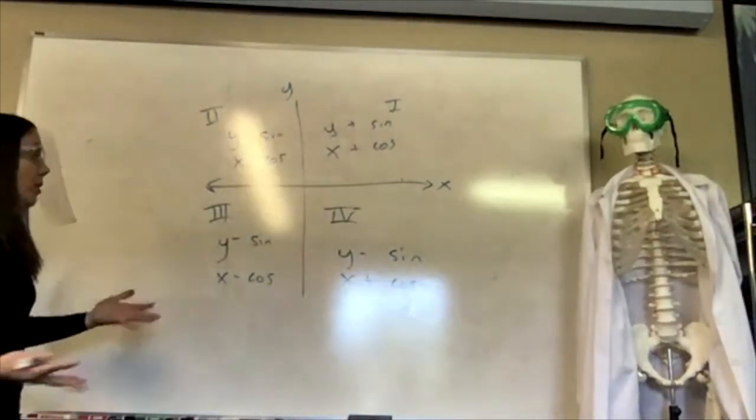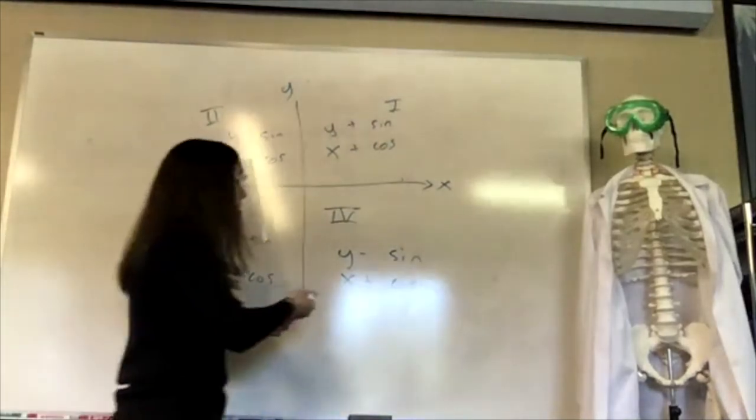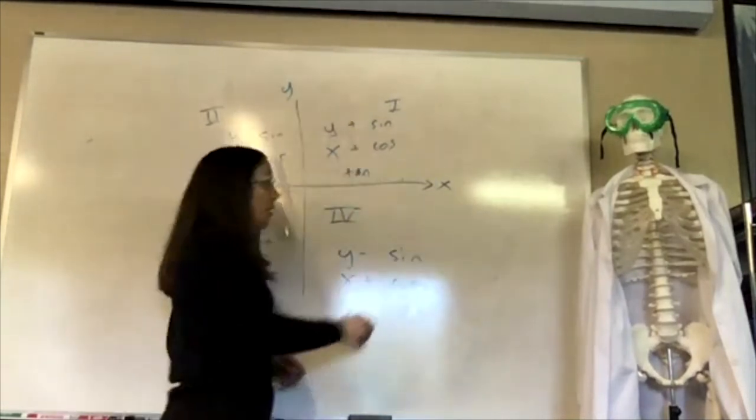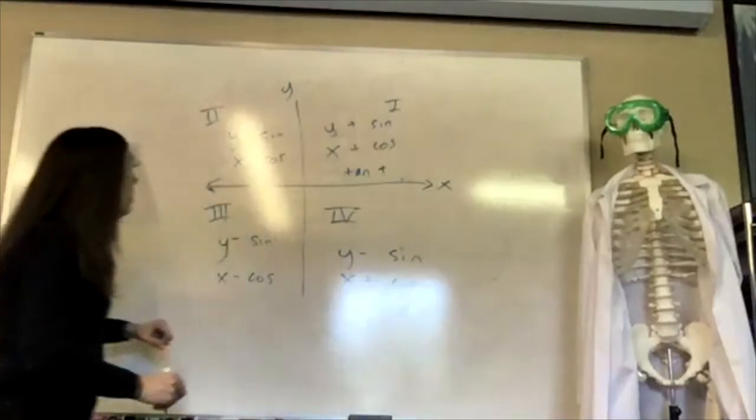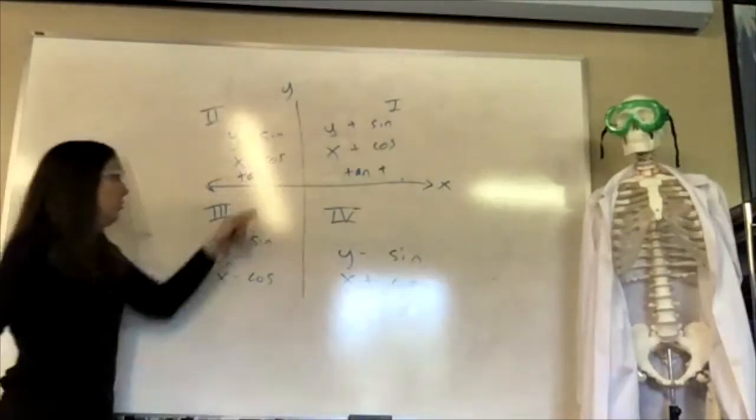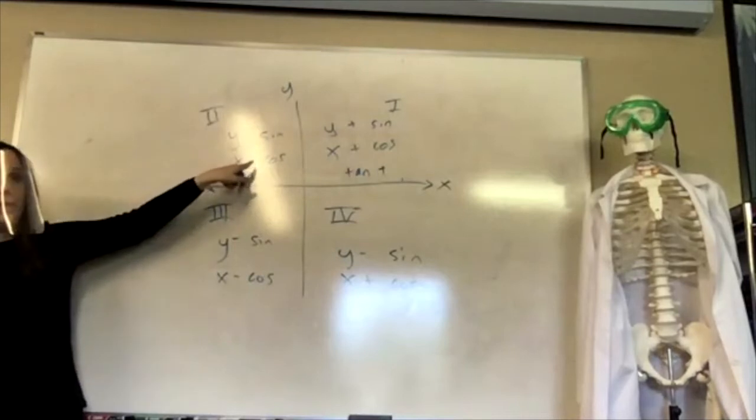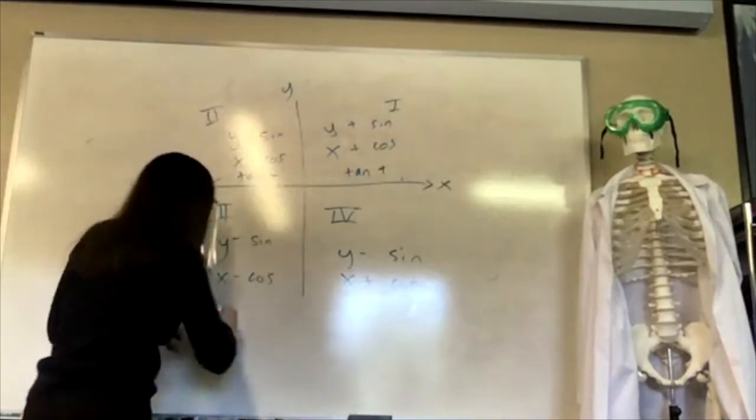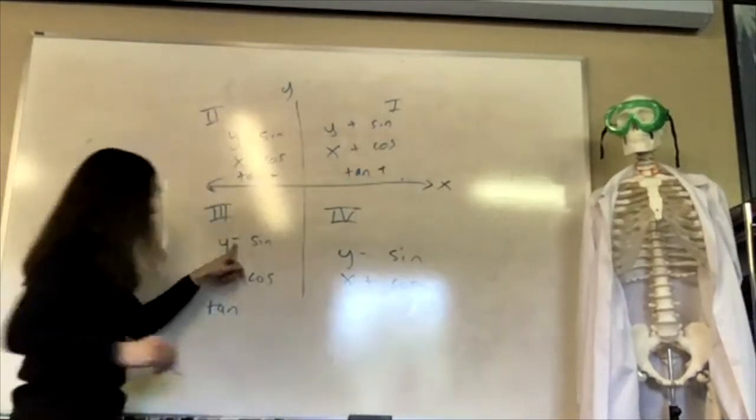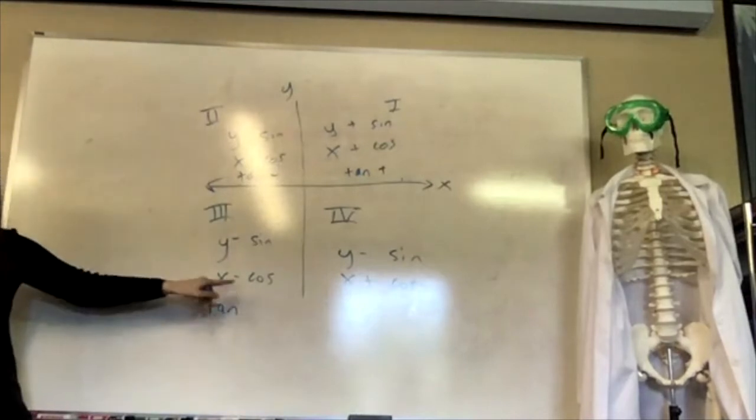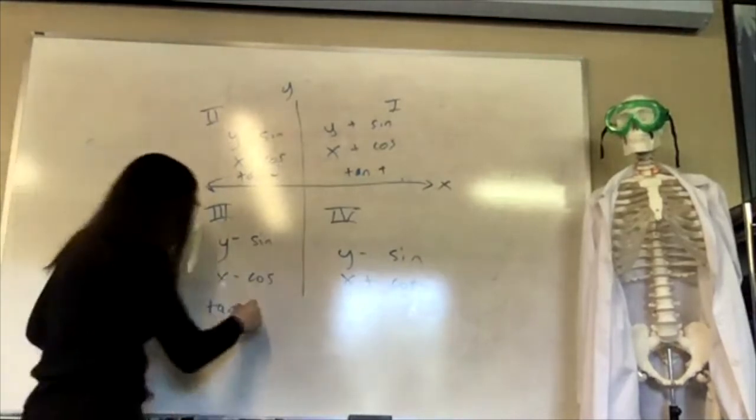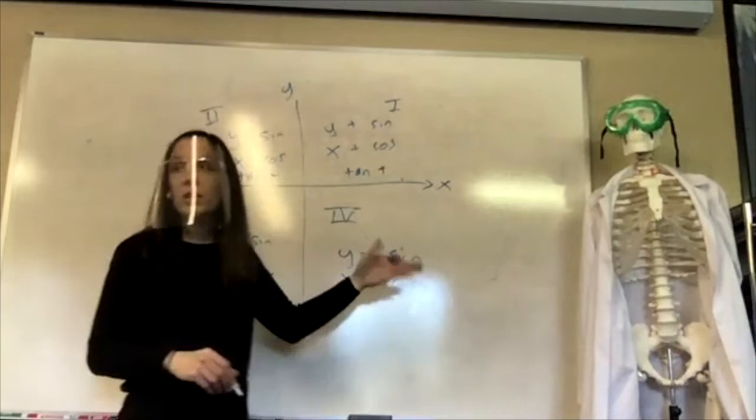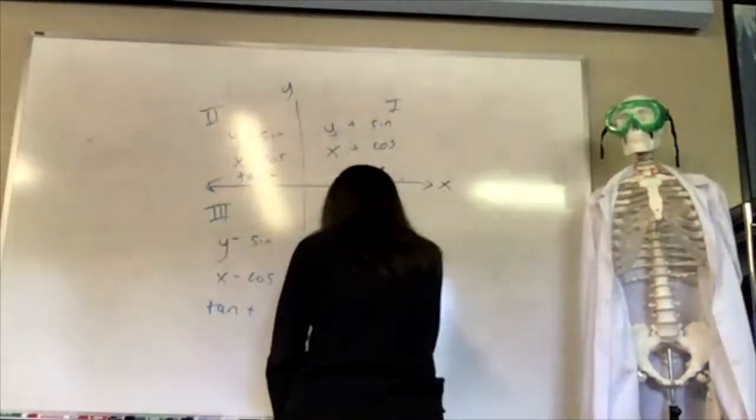And then tangent, we could also think about as being y over x. Here it's positive divided by positive, so tangent is positive. What about tangent in quadrant 2? Positive over negative gives you negative. In quadrant 3, we have negative divided by negative, which gives you positive. In quadrant 4, we have negative over positive, so that gives you negative.